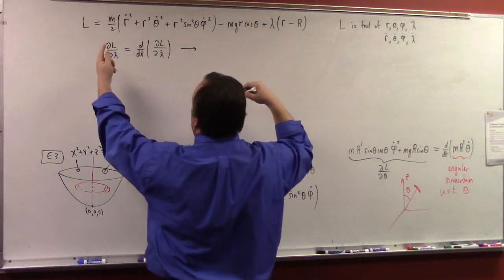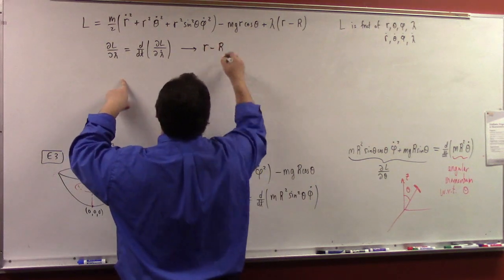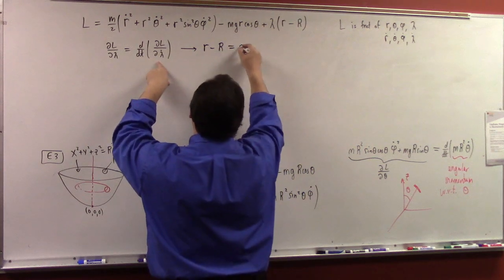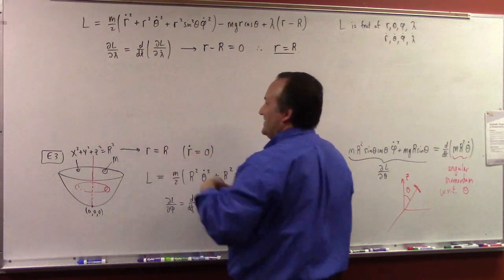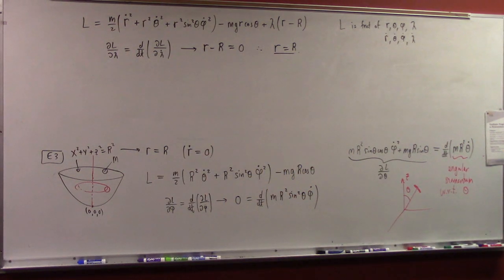Partial L partial lambda is r minus r, right? There's no lambda anyway. And that is 0. So one of your Euler-Lagrange equations is the constraint equation. This builds in the constraint equation as a Lagrange equation, but it does more than that.